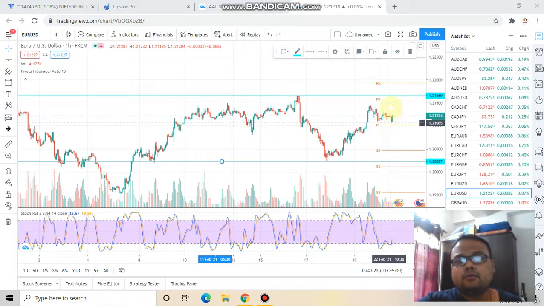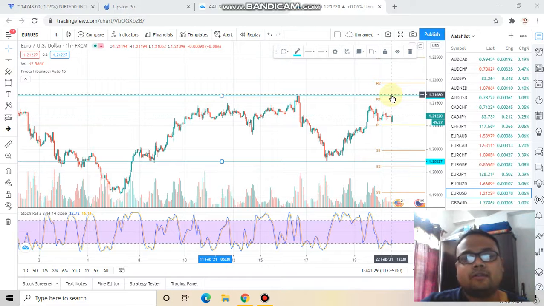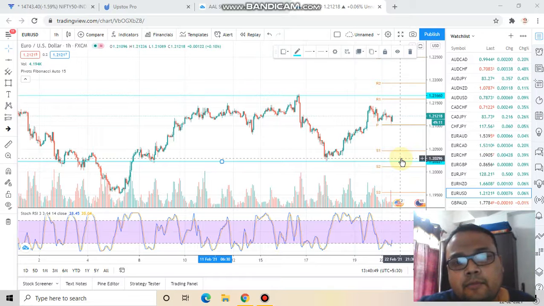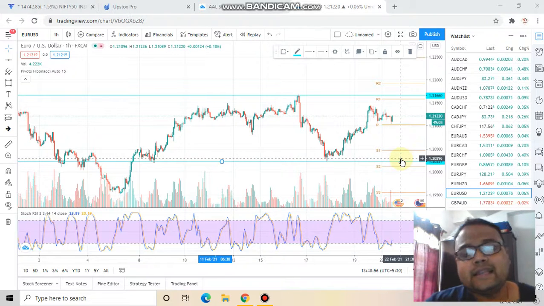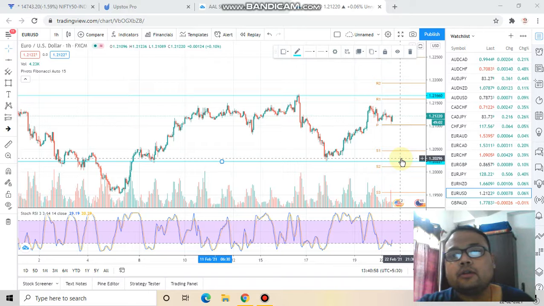So if the market starts moving from here and hits the 1.2166 level or the resistance level, and from there if it fails to cross and show you a reversal sign, then you can short the market. On the other hand, if it goes down and takes support here and bounces from here, then also you can go ahead and buy.